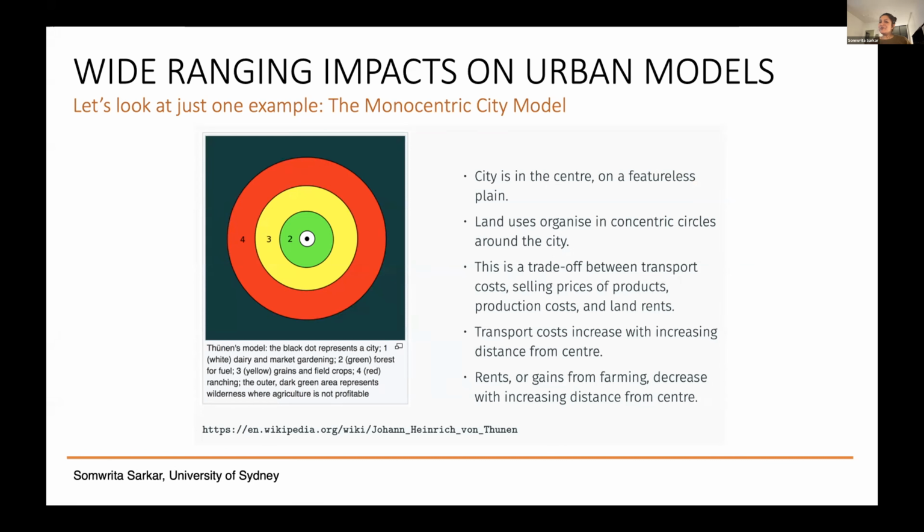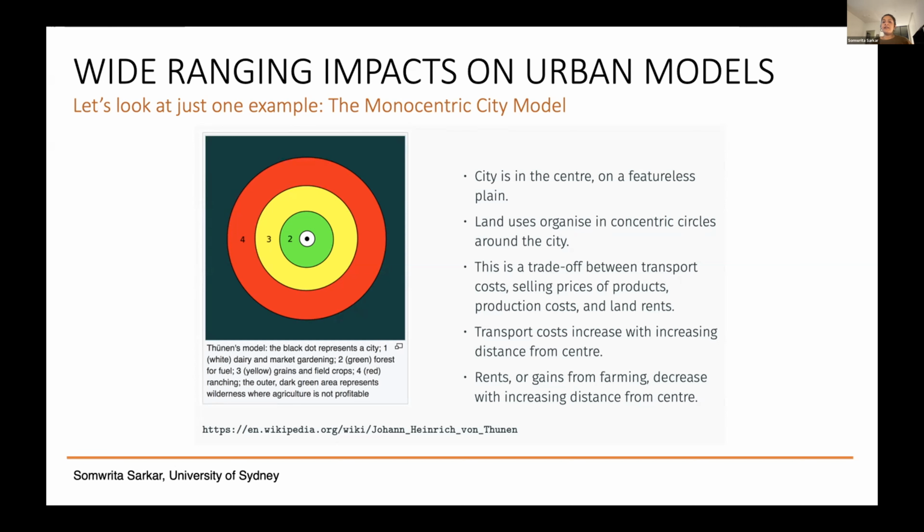So we are looking at the monocentric model. And the monocentric model is really simple. I think there was one session earlier in the series where we also looked in detail at the monocentric model, but essentially we have the city in the center, situated on a featureless plane, and land users essentially organize in concentric circles around the city.